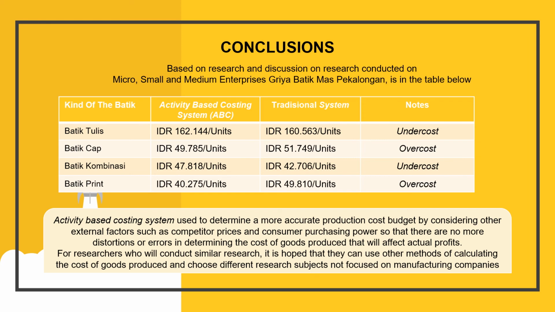So, the activity-based costing system is used to determine a more accurate production cost budget by considering other external factors, such as competitive price and consumer purchasing power, so that there are no more distortions and errors in determining the cost of goods produced that will affect actual profits. For researchers who will conduct similar research, it is hoped that they can use other methods of calculating the cost of goods produced and choose different research subjects, not focused on manufacturing companies.